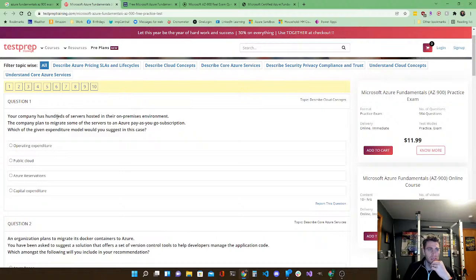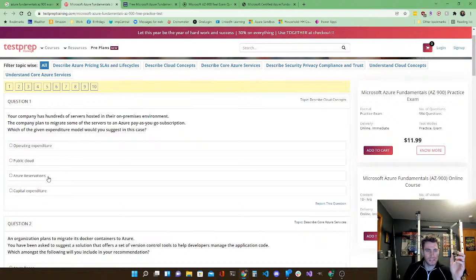So your company has hundreds of servers hosted in their on-premise environment. The company plans to migrate some of the servers to an Azure pay-as-you-go subscription. Which of the given expenditure models would you suggest in this case? Operating expenditure, public cloud, Azure reservations, and capital expenditure. So public cloud is just Azure, so it's not really the answer here. It's not an expenditure model.